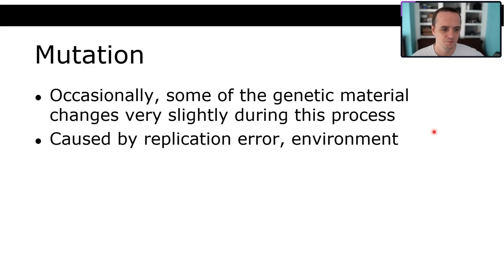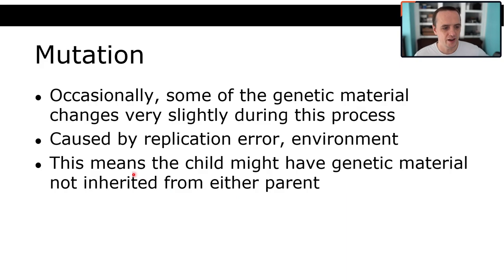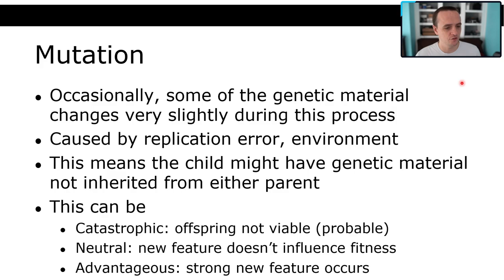This means that the child might have genetic material that is not inherited from either parent. When this happens, one of three things can happen. It can either be catastrophic, meaning that the offspring is just not viable. And in a lot of cases of mutation, what you get is a gene has mutated, which essentially causes the DNA equivalent of a segmentation fault. Right? You produce something that is not a viable candidate for living in an environment. Unfortunately, it does happen.